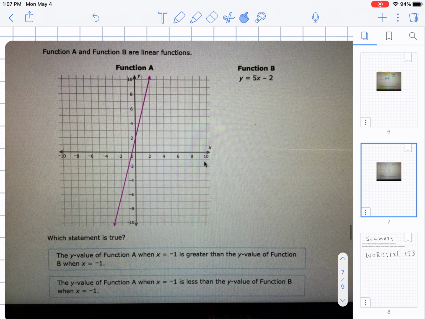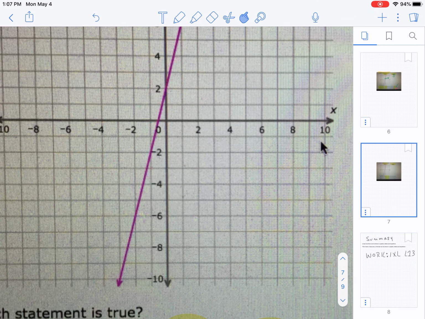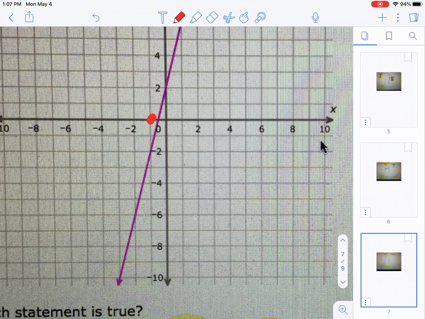Let's take a look at one more example. It tells us function A and B are linear functions. So function A is represented as a graph, and function B is represented as an equation. So which statement is true? The y value of function A and the y value of function B. So what that means is we have to solve this equation when x is -1. So let's take a look. When x is -1, which is here, the y value would be -2.